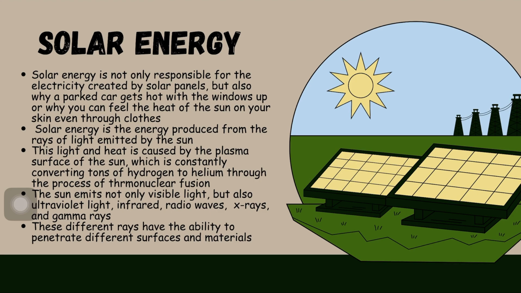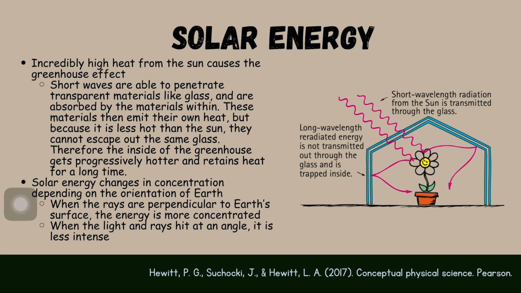And the sun is emitting not only light that we can collect, but also UV rays, infrared, radio, X-rays, and gamma rays. These different rays have the ability to penetrate different surfaces and materials, and also the temperature of the sun or the temperature of these rays or light rays dictates how quickly the waves move. So if they're waving very quickly or very slowly. Incredibly high heat from the sun causes the greenhouse effect. So the short waves are caused by heat moving very quickly from a very hot sun. And those are actually able to penetrate transparent materials like glass and are absorbed by the materials within. So this could be the carpet of your car.